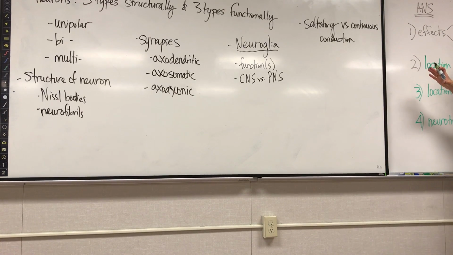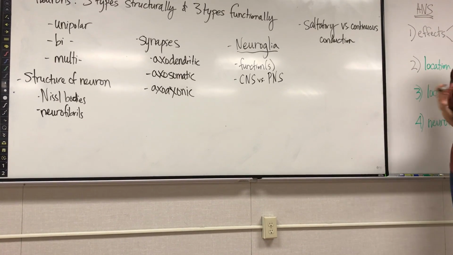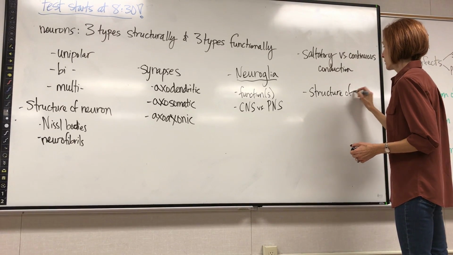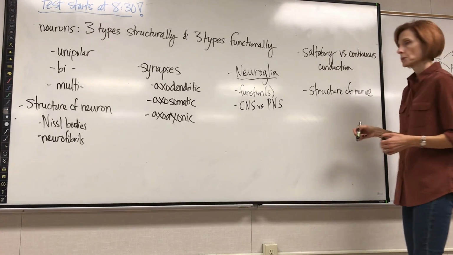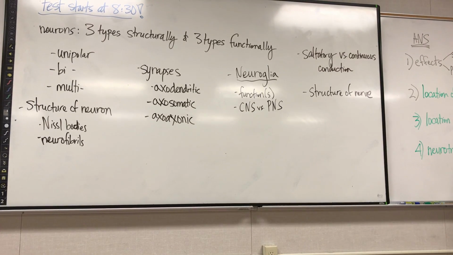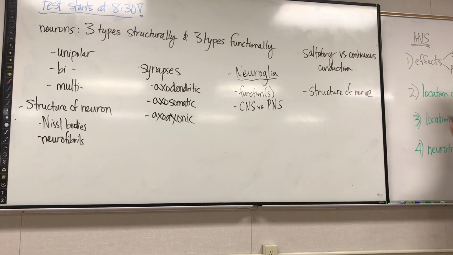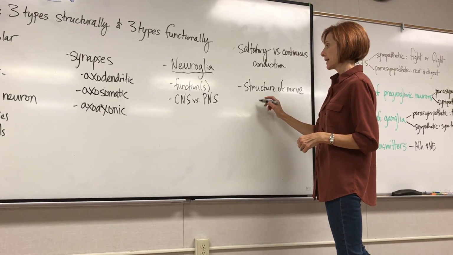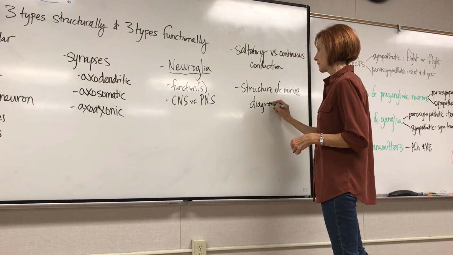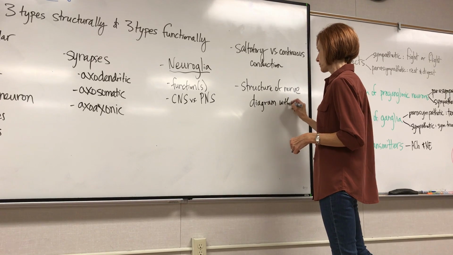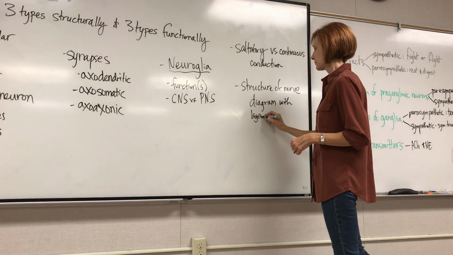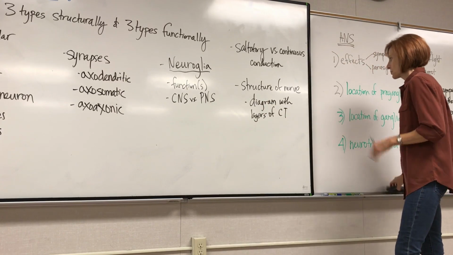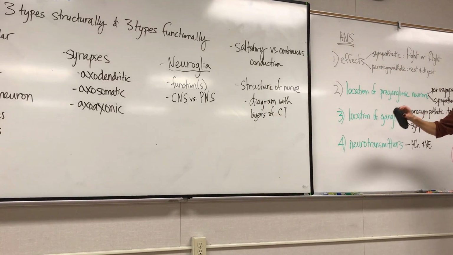Okay, and then also in chapter 14, it talks about the structure of a nerve. So just as far as the different layers of connective tissue, right? Like endoneurium, perineurium, epineurium, you should know where those are located. I will have you identify those in a diagram. The diagram of the nerve will be on the practical exam. Okay, just shows the layers of connective tissue.